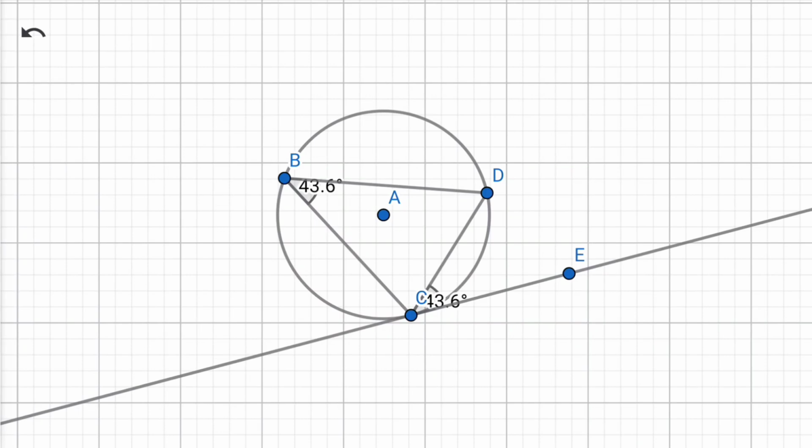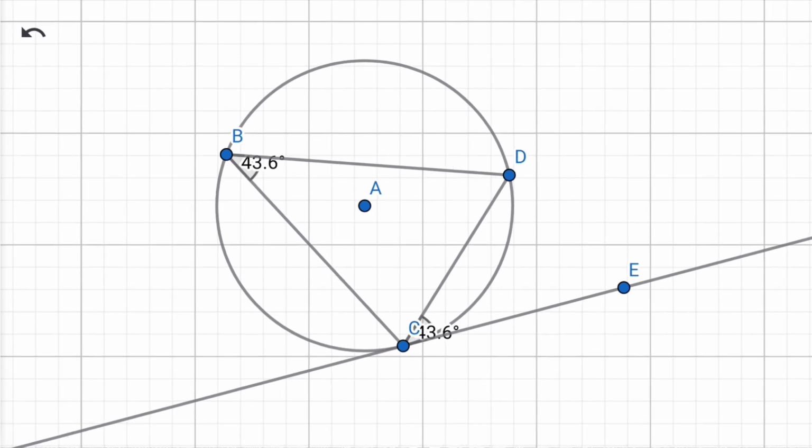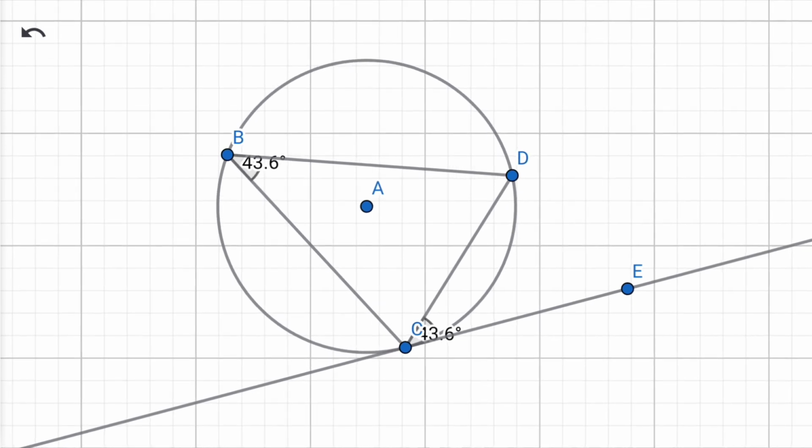The angle between a tangent and a chord is equal to the angle in the opposite or alternate segment of the circle. This is called the alternate segment theorem. So in this case, angle ECD is equal to angle CBD.